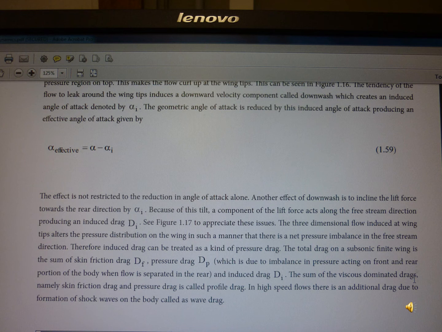We can write down the equation: alpha effective equals alpha minus alpha i. In this case, the induced angle is denoted by alpha i, alpha is the geometric angle, so the effective alpha can be calculated with this equation. Imagine the wing below: the geometric angle of attack is alpha, the induced angle is alpha i, and the effective angle of attack is alpha effective equals alpha minus alpha i.